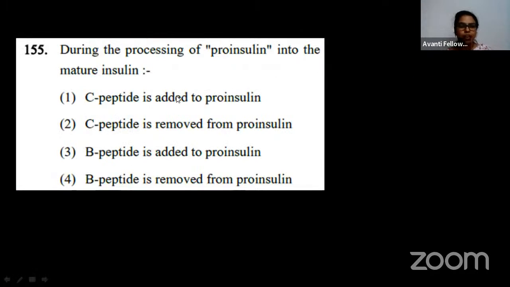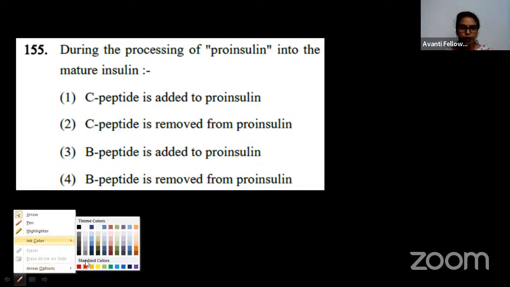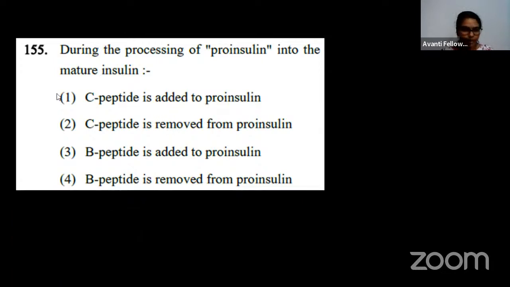तो यहाँ पे क्या है, हमको लिखना है प्रोसेसिंग ऑफ प्रोइंसुलिन टू इंसुलिन में क्या होता है. C peptide is added. No. C peptide is removed. Yes. B peptide is added. No. B peptide is removed. No. Okay. So 2 is the answer for this question. Clear है सबको? 2 is the answer for this question.